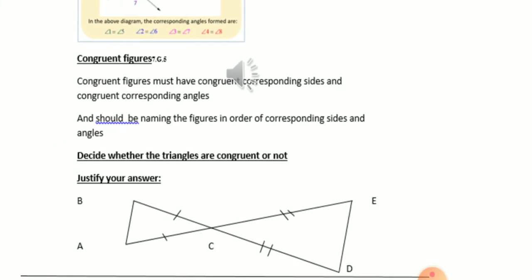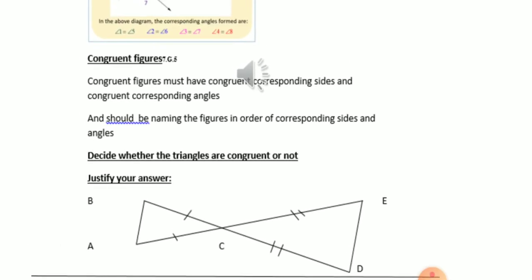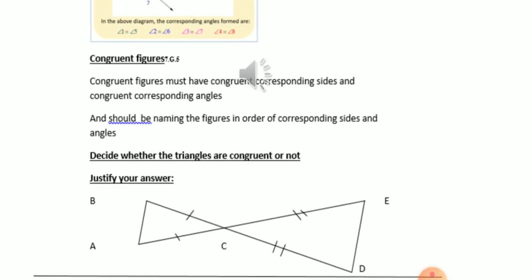Congruency. Congruency means what? Congruent figures. Congruent figures must have congruent corresponding sides and congruent corresponding angles. Stop laughing, Abdurrahman. And should be naming the figures in order of corresponding sides and angles.